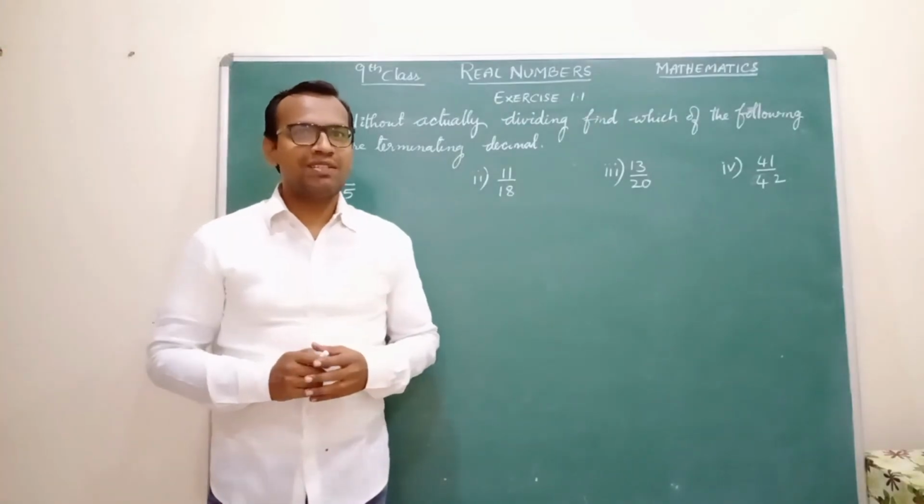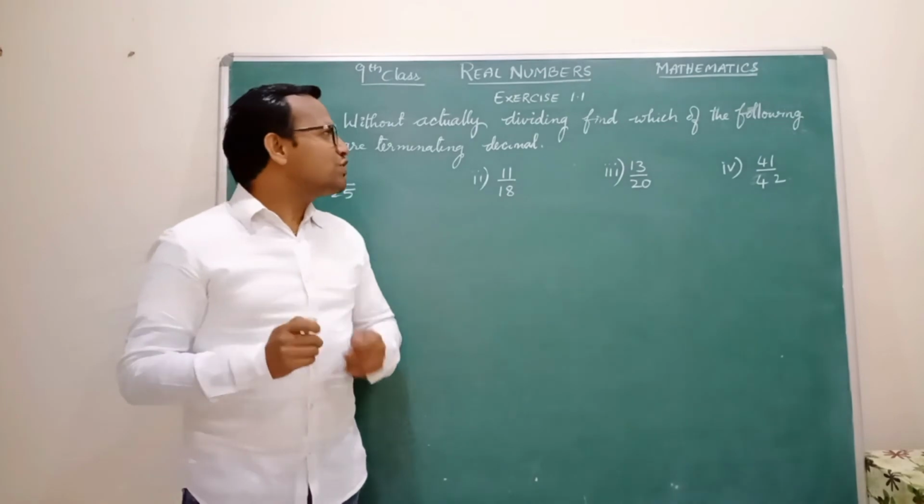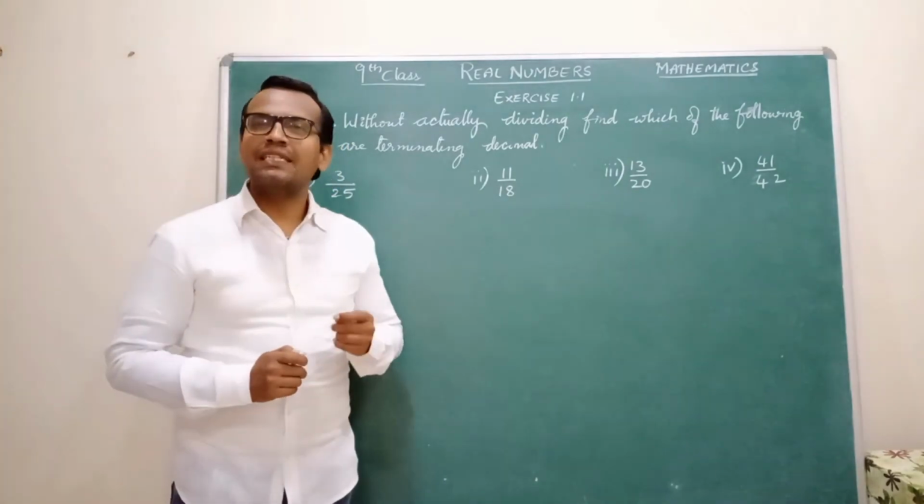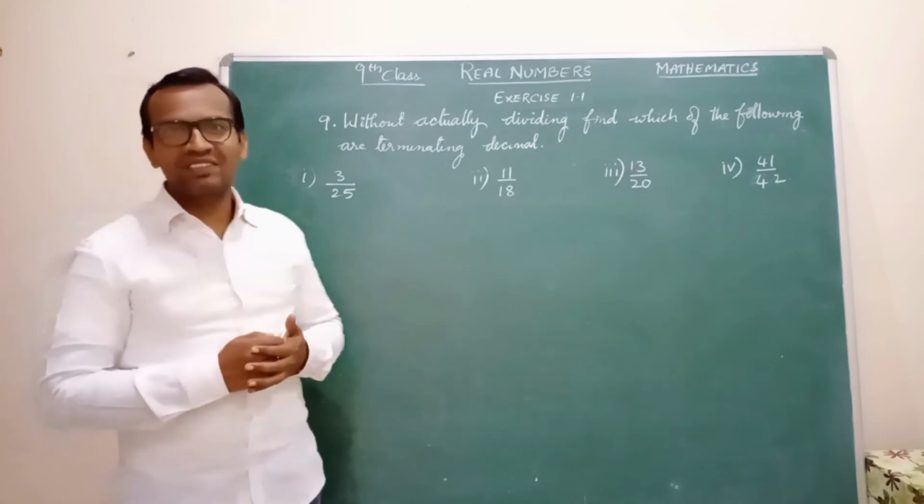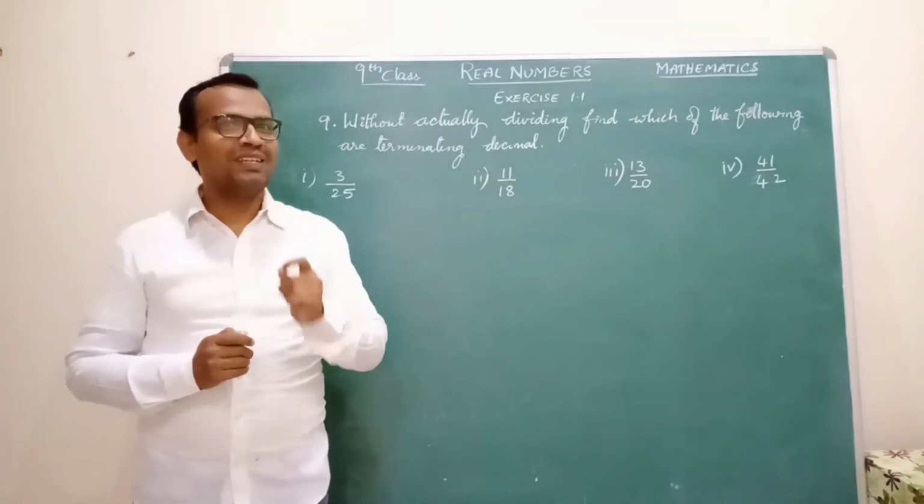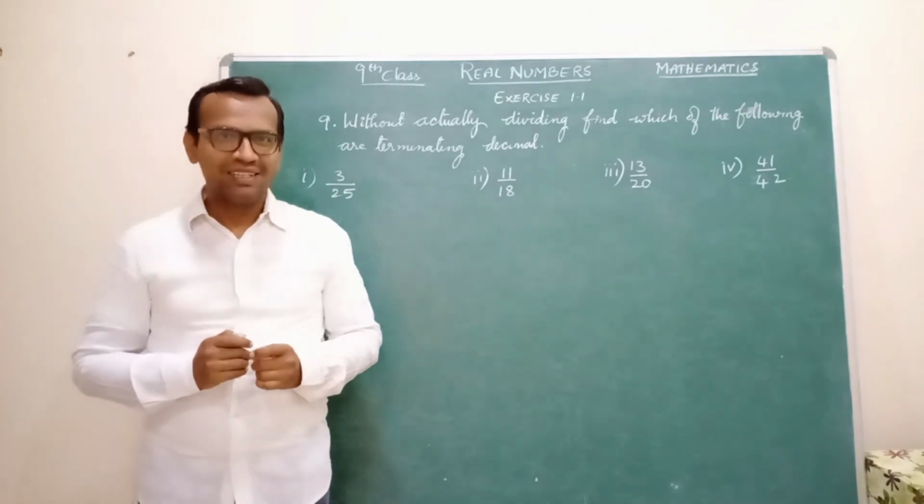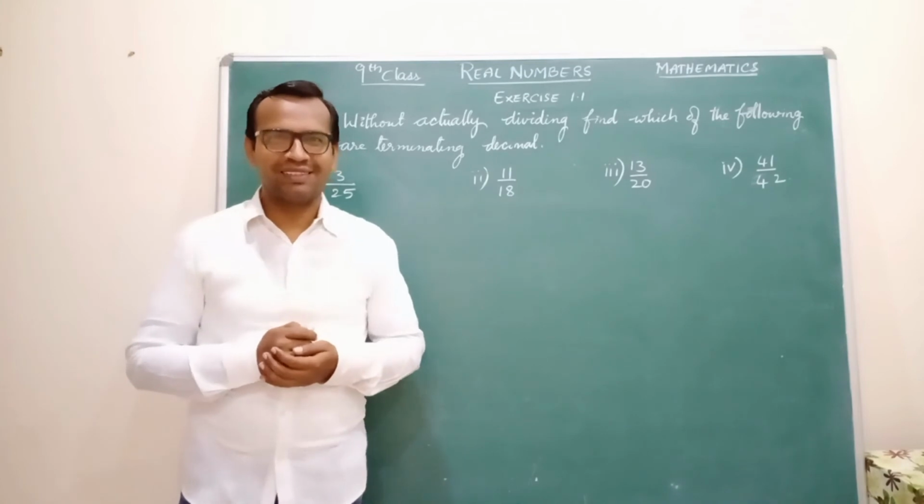So the ninth question is like this. Without actually dividing, find which of the following are terminating decimals. So here we got 4 fractions, and the trick is we should not divide, but we have to say whether that is a terminating decimal or not. And how are we going to do this?